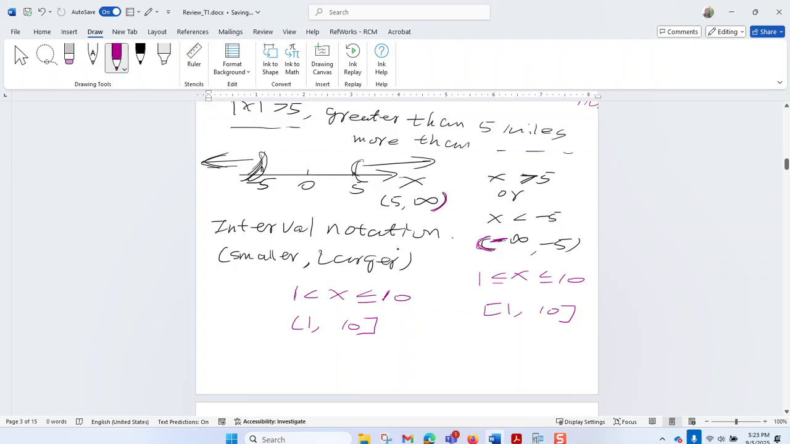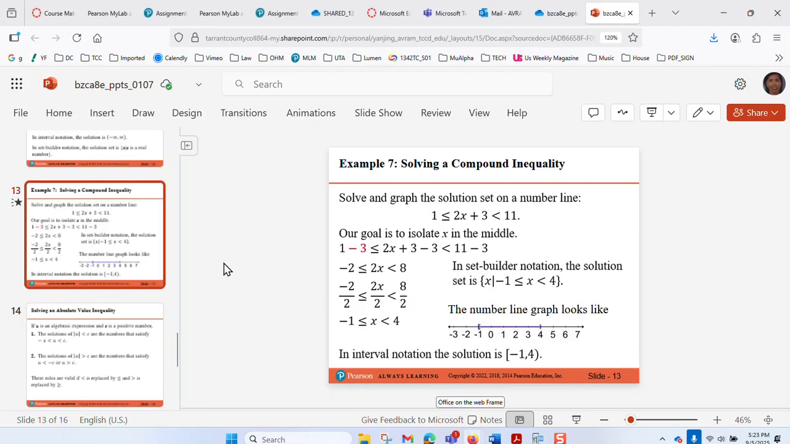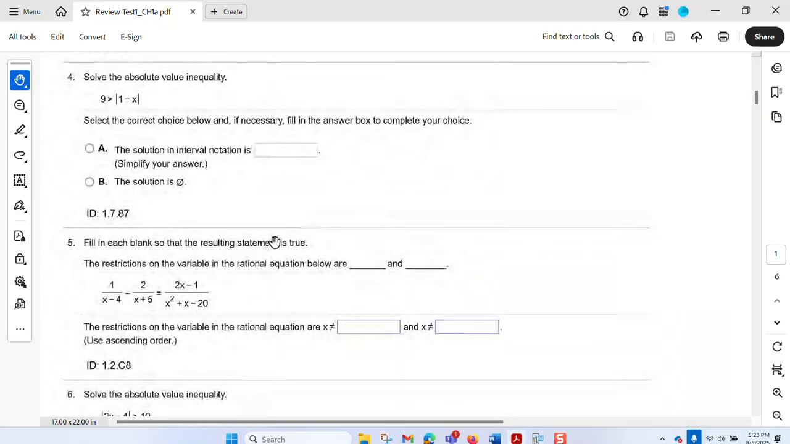So if you go through the PowerPoint here, it will show you a little bit of the interval notation, okay? And this is solving the compound inequality interval. I think we will have a question here as well. All right, so how do I solve this one for number 4?